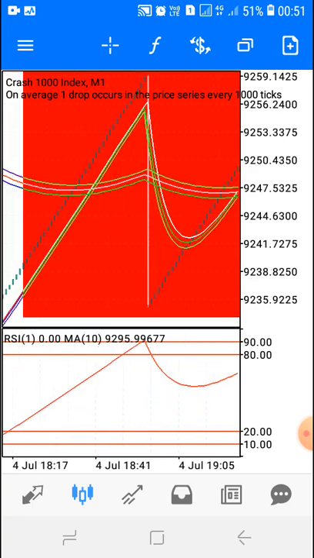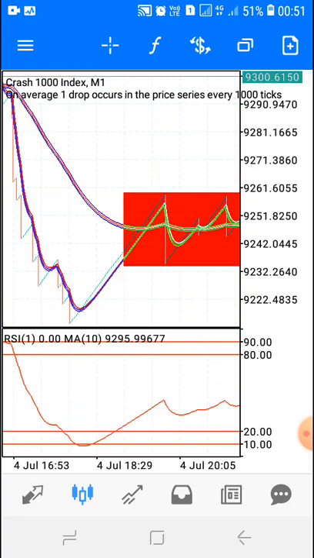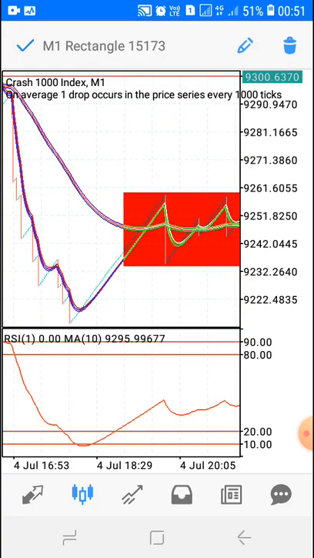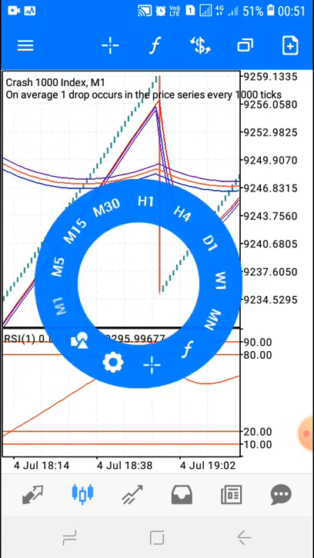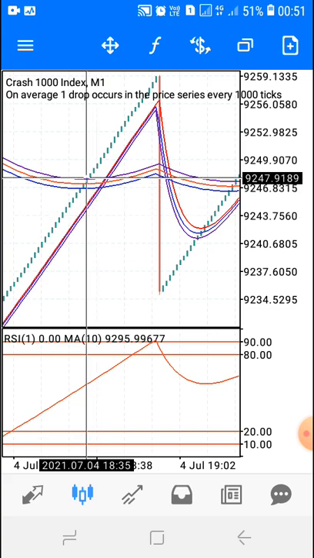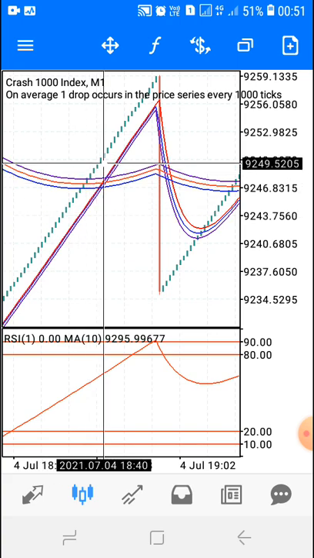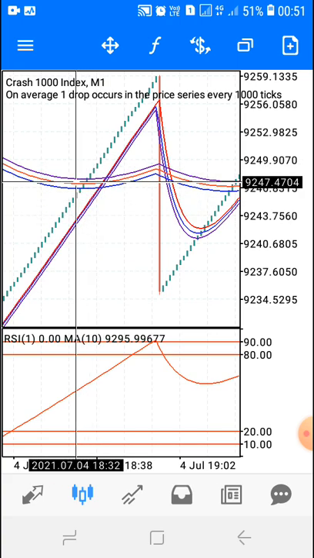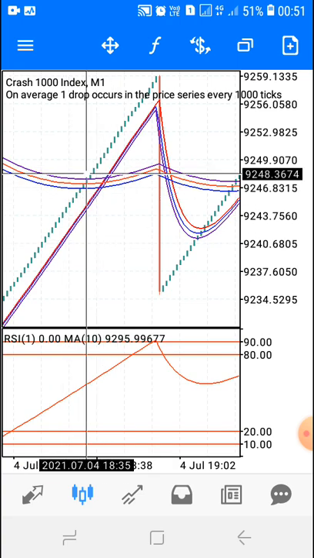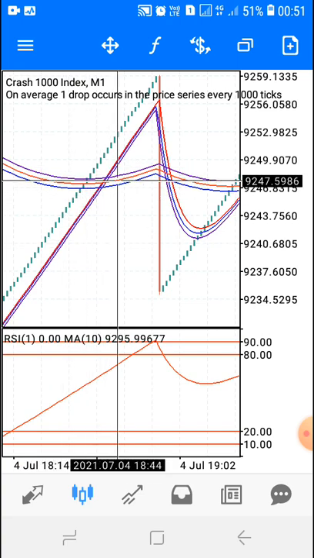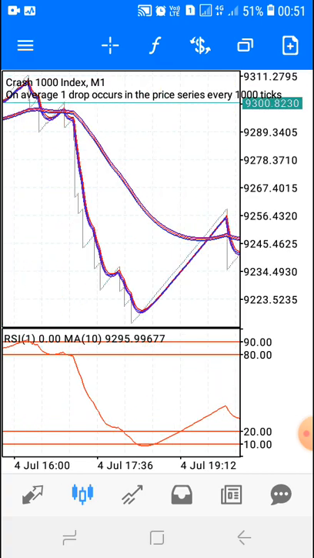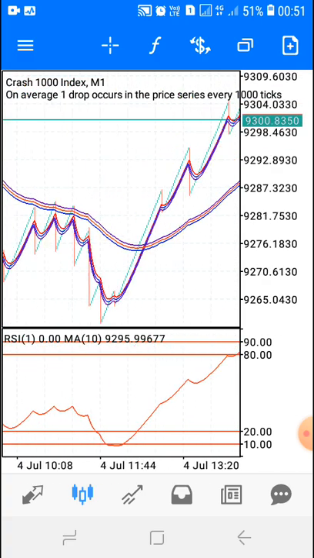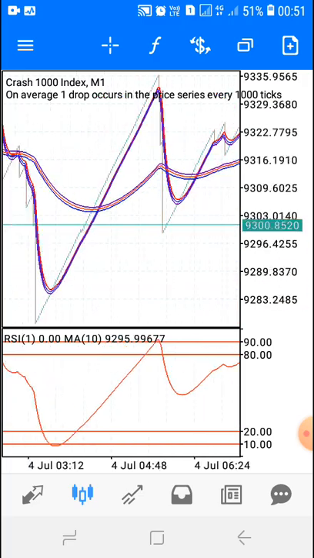Let me just zoom in. Let me just remove this box. So check this out, you could have taken an entry over here: 1, 2, 3, 4 candles. If you see a crossover between the 72 moving averages and the 12 moving averages, you add an extra entry. Scalp. Remember, this is a scalping strategy.